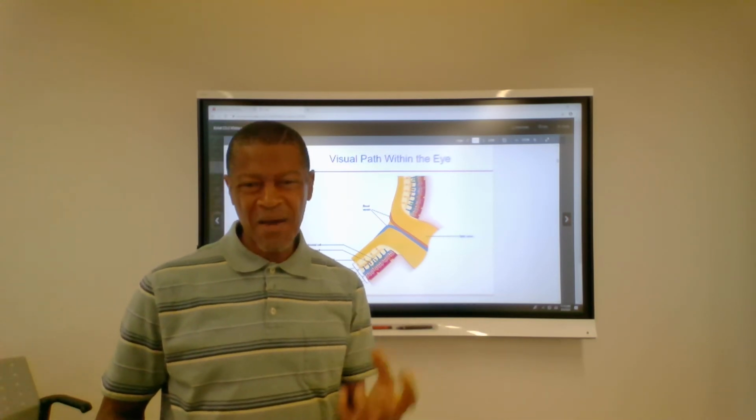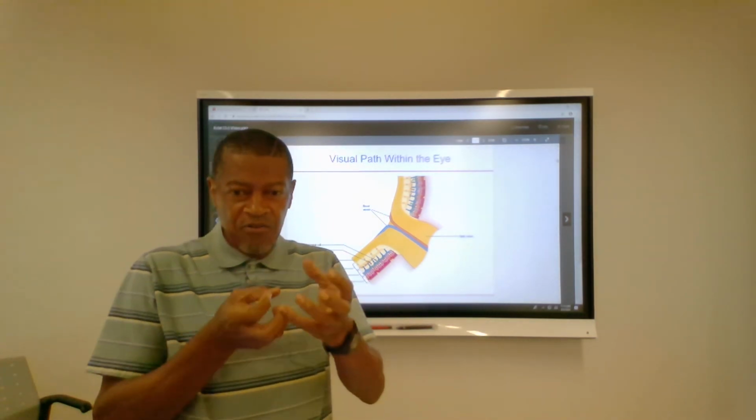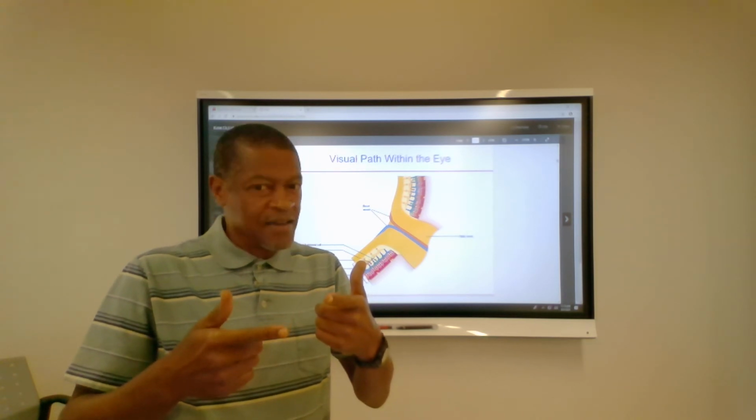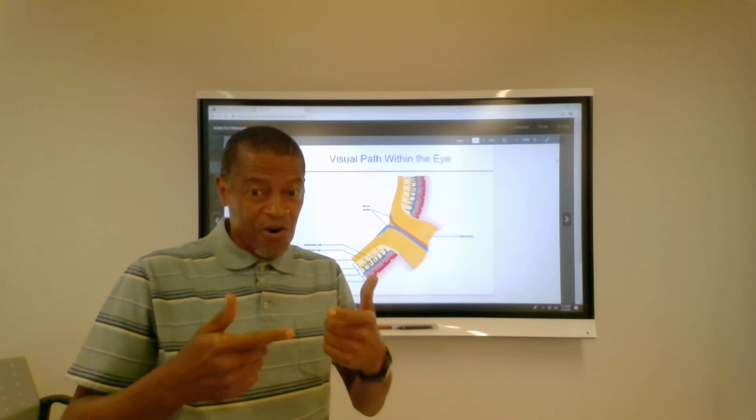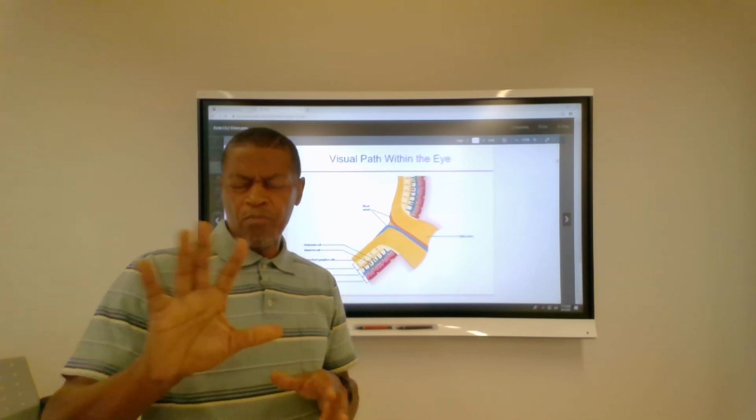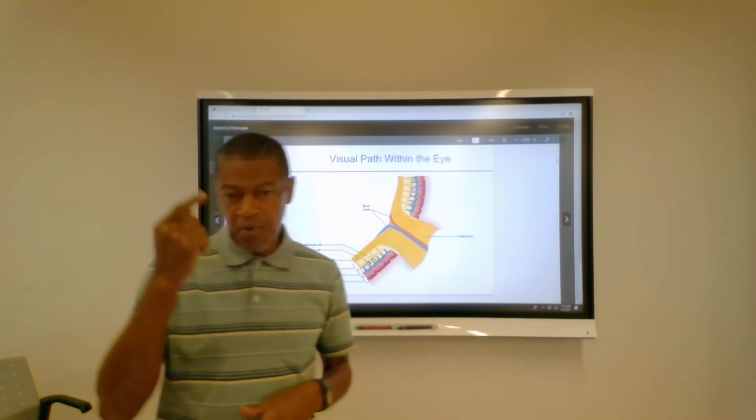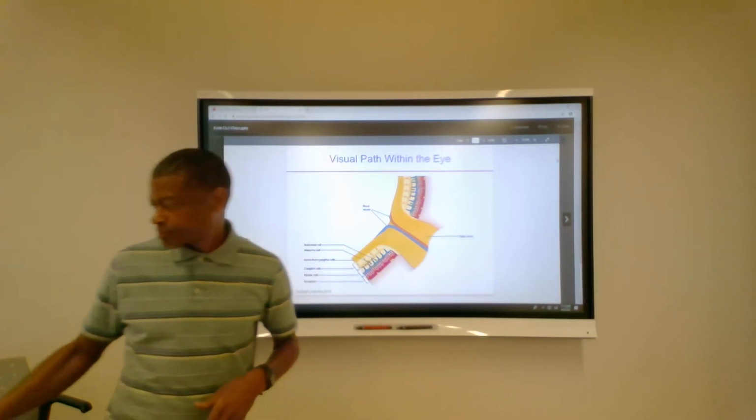So as the pigment on the back of the eye is absorbing, it's taking in the energy, processing. If it's not black and dark, it reflects and you're basically blind. So it's important to have that pigment on the back part of the eyeball.